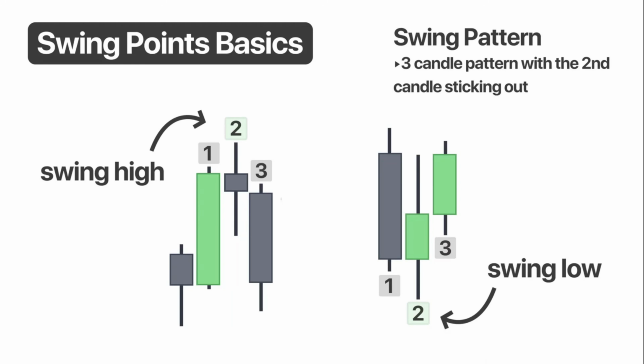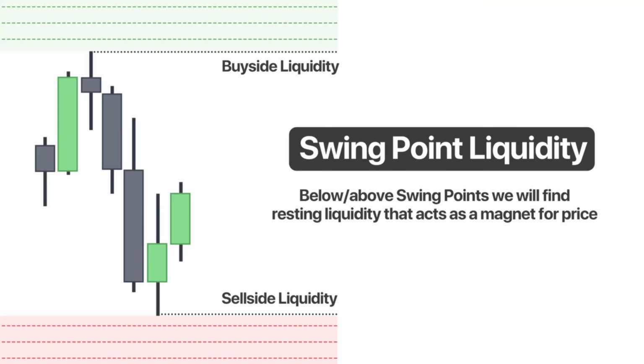And if you were to put a baby in front of a chart and just told him to point at something, he's most likely going to point at a swing point. Just these sharp, pointy edges that just stick out on a chart. Now, swing points are important because that is where we find the beautiful concept of liquidity. Below and above swing points, we will find resting liquidity that acts as magnets for price.